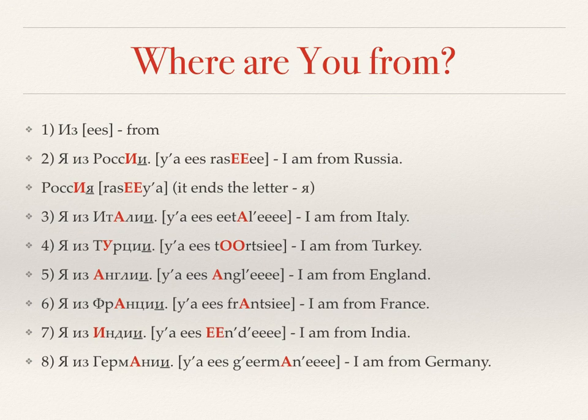Number 6. Я из Франции. I am from France. Number 7. Я из Индии. I am from India. Number 8. Я из Германии. I am from Germany. Listen and repeat. Then pause the video and read the sentences.